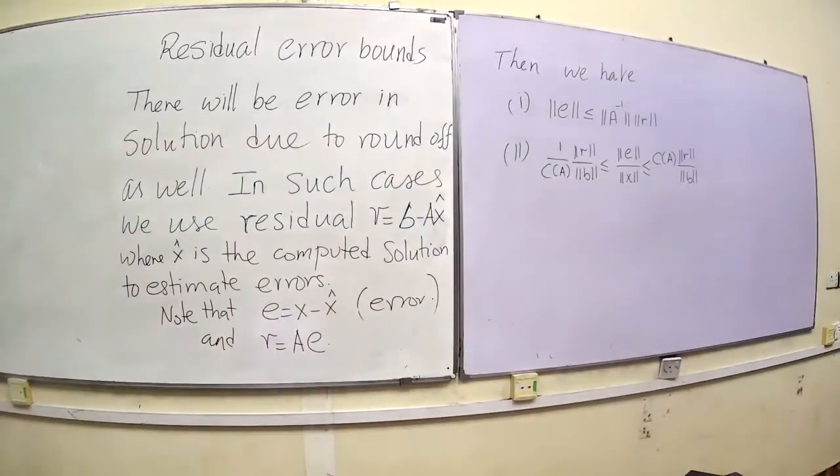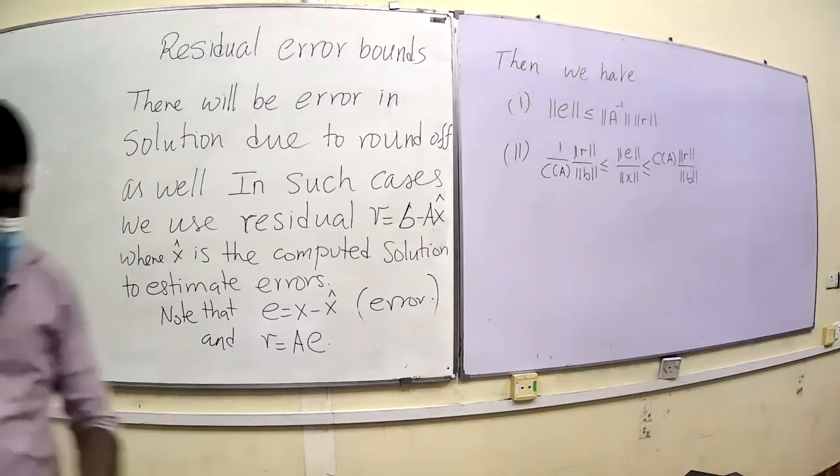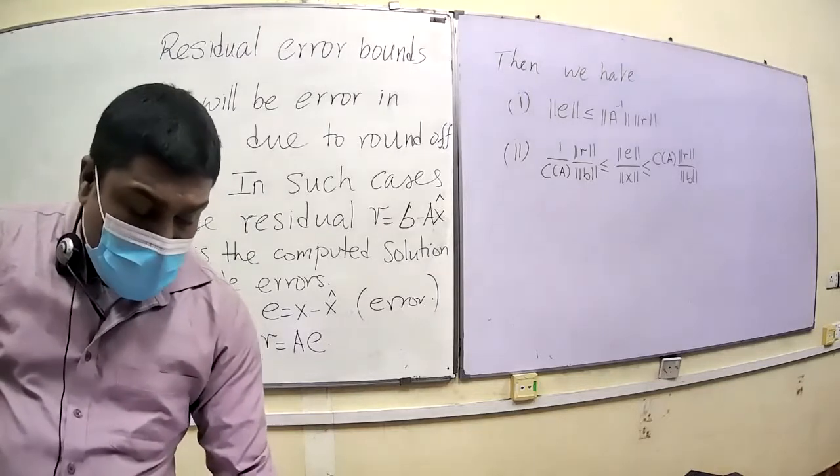In this case, in the first part, the error is bounded by norm of A inverse times norm of R, where R is the residual and A inverse is the inverse of the coefficient matrix A. Also, in the second part, the relative error norm E upon norm X is bounded below by 1 upon the condition number of A times norm of R over norm of B, and bounded above by the condition number of A times norm of R over norm of B. We shall prove these one by one.